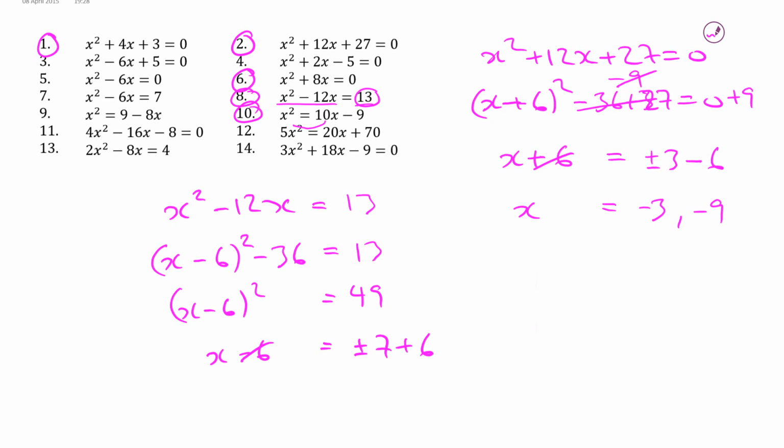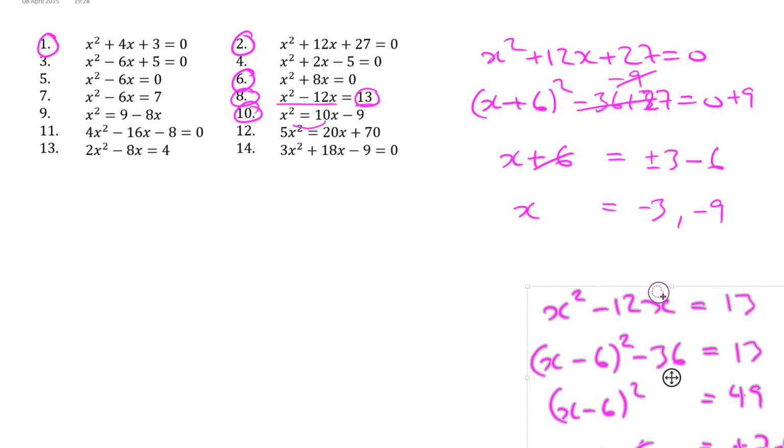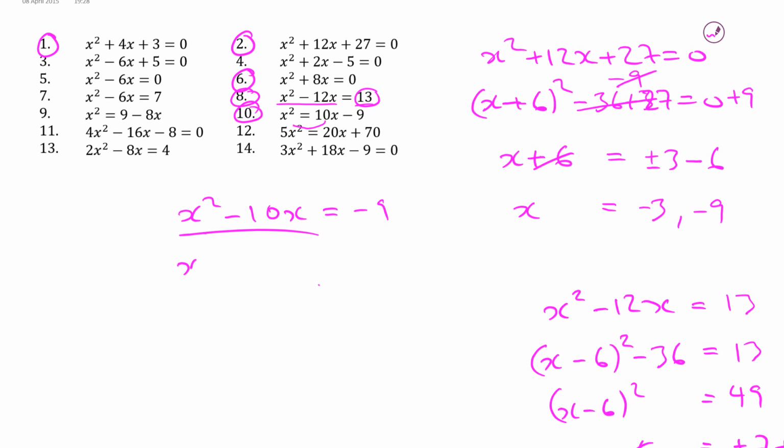For question 10, do you just do x squared minus 10x equals minus 9? Exactly. Good stuff. Question 10, x squared minus 10x equals minus 9, and then do the same old business for that. Yeah, x minus 5 squared minus 25 equals minus 9 plus 25 and whatever. Nice one.